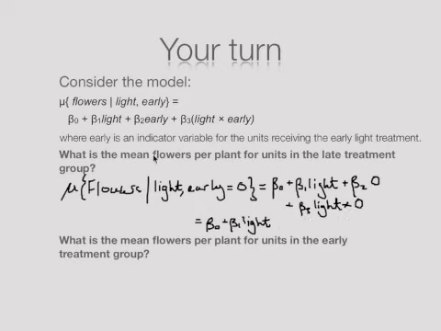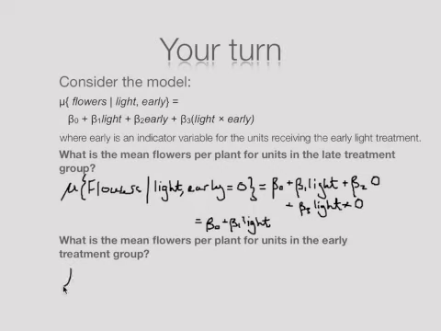So the mean number of flowers per plant for units in the late treatment group is beta 0 plus beta 1 times the light intensity. So the mean still depends on the light intensity here. Okay, so that's the first question answered. The second question asks, what is the mean number of flowers per plant for units in the early treatment group?